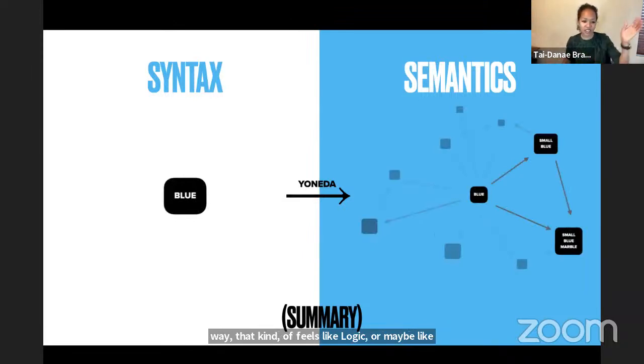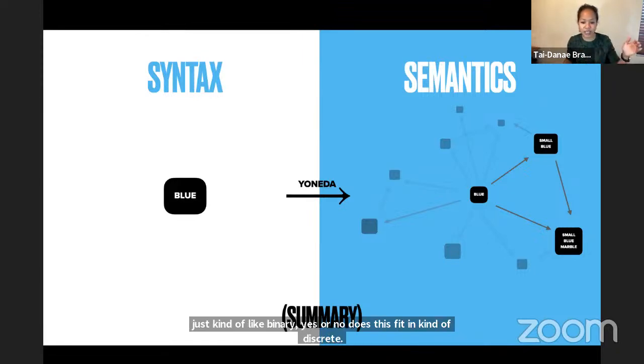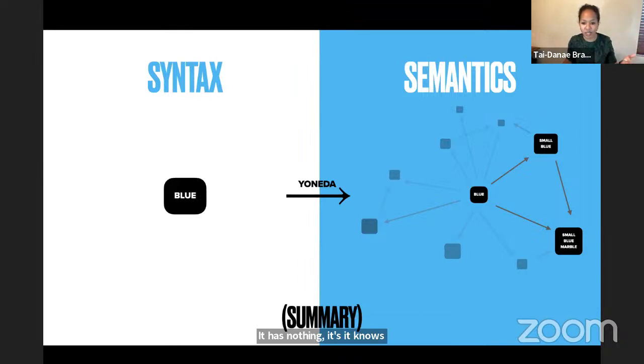I like to think of pictures, so here it is. I start with a word and then I send it to this network of ways that it fits into the category. This is nice, but as you can already guess, it's very limited. It's just binary, yes or no, does this fit in, kind of discrete. It knows nothing about the distributional information of language.